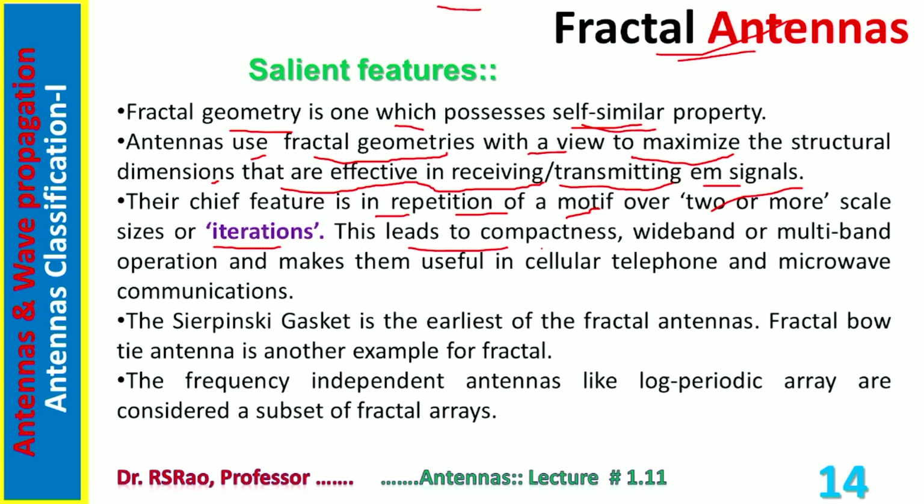This leads to compactness, broadbandedness, multi-bandedness, and makes them useful in cellular telephone and microwave communications. Broadbandedness has already been mentioned while entering into the fractal antennas. Another point to be kept in mind is these are also multi-band antennas. Sierpinski gasket is the earliest of fractal antennas. A fractal bow tie antenna is another example for fractal.